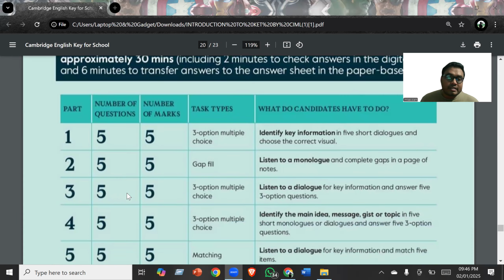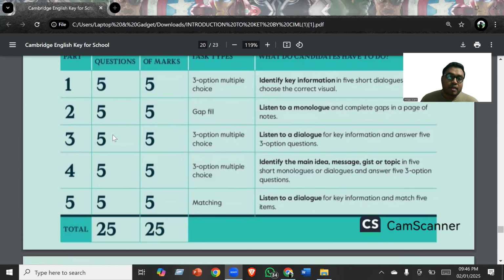So in the listening test, you will get 5 parts. Your questions will be a total of 25, and these 25 questions will carry 25 marks. Basically, each question will carry 1 mark.